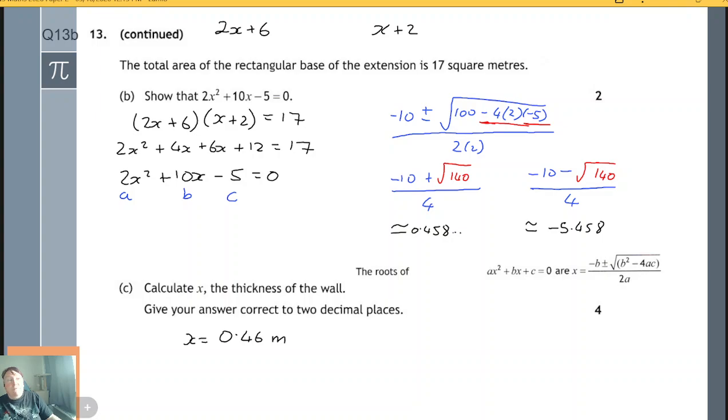And that's the end of paper 2. There was nothing in there that was horrible. Everything was doable. So overall, not a bad paper.